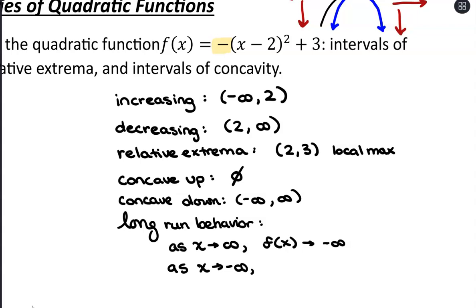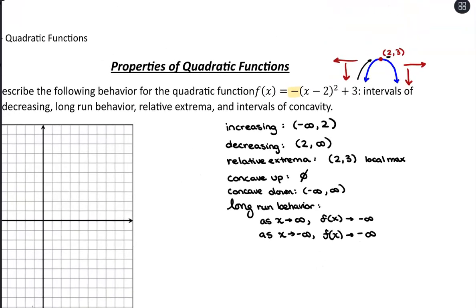And with parabolas, it's going to match up each time. So as we go to the right, as we go to the left, our function's going to either both be approaching positive infinity or both be approaching negative infinity. So with that, all I needed from my function was whether we were concave up or concave down and where the vertex is located. And I could answer all those pieces.